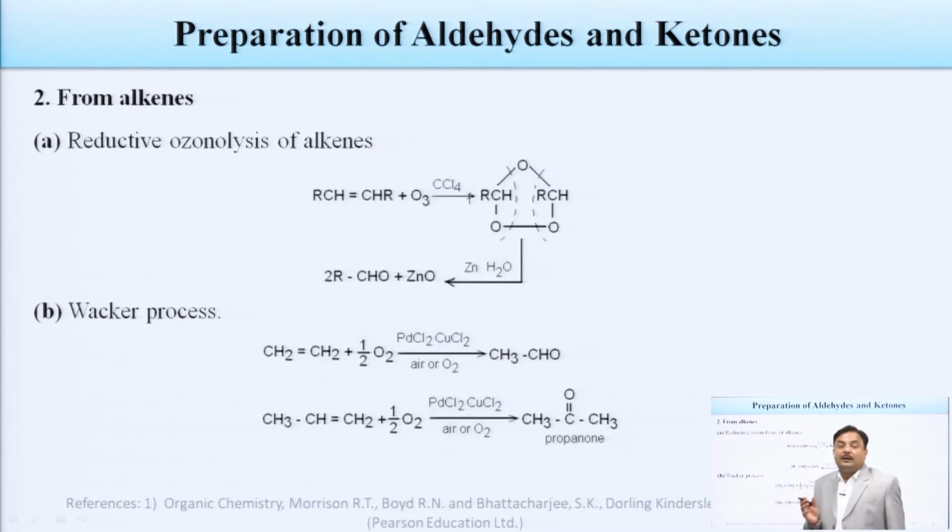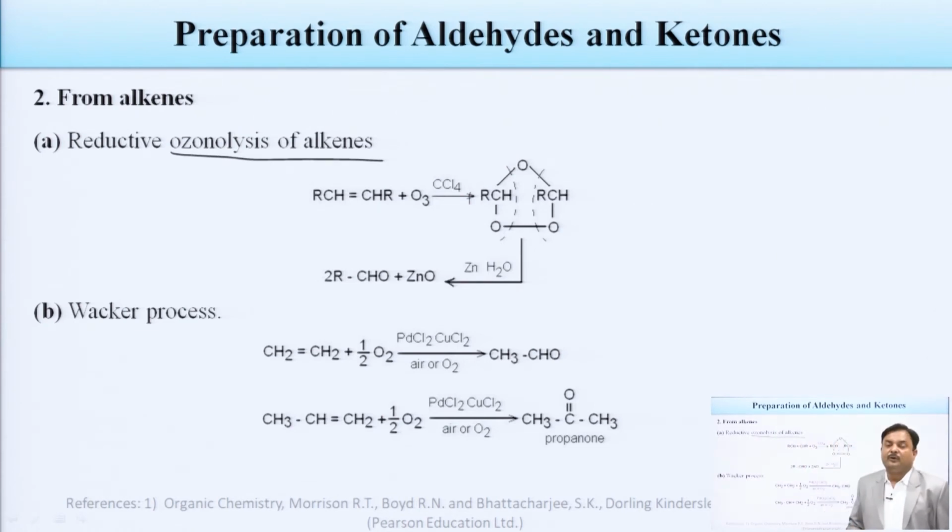Now, aldehyde and ketone can also be prepared from alkene. How? There are some important methods by which we can obtain carbonyl compounds from the alkenes. The first is reductive ozonolysis of the alkenes. So, you know about the ozonolysis. When we react alkene with ozone, ozone is reacting with the alkene in the presence of carbon tetrachloride.